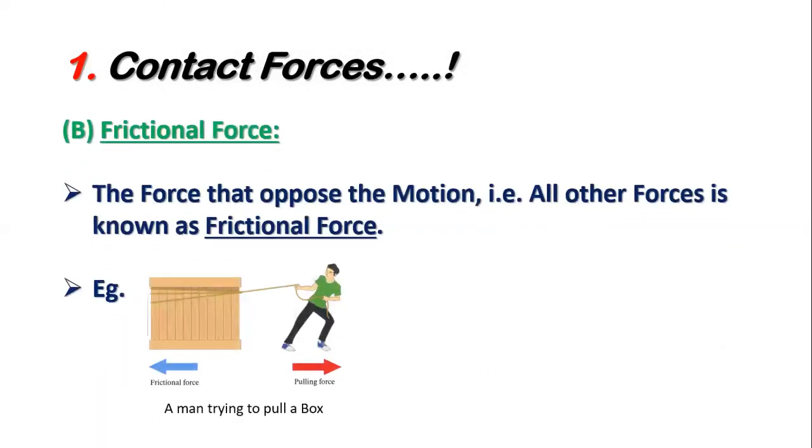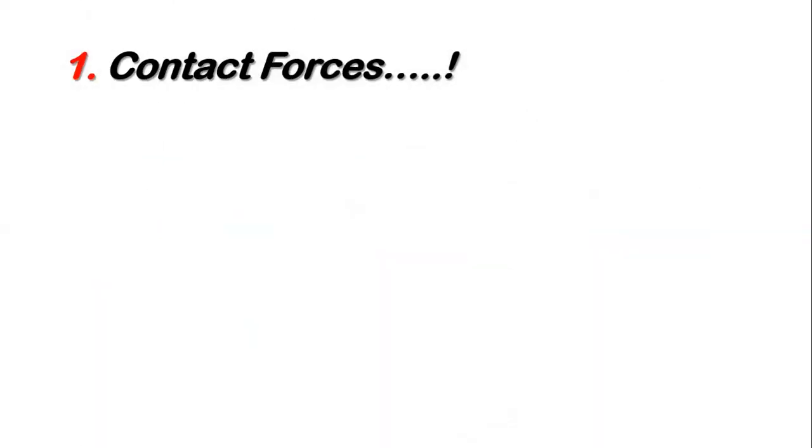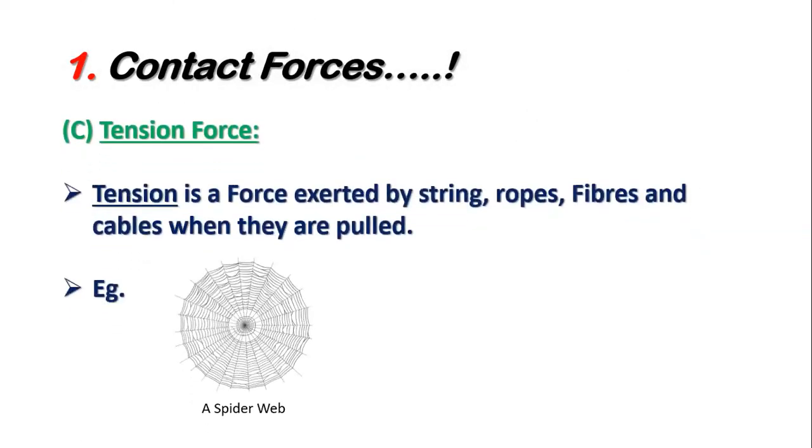Then comes the second, frictional force. The force that opposes motion is known as frictional force. Only frictional force is the force which always opposes every force. Okay, it basically acts as a stoppage of any force. Due to friction only, we can walk. And the third is tension force.